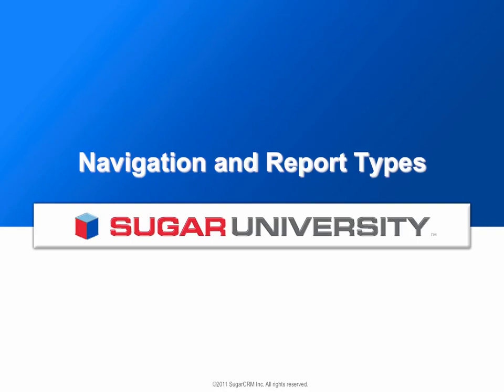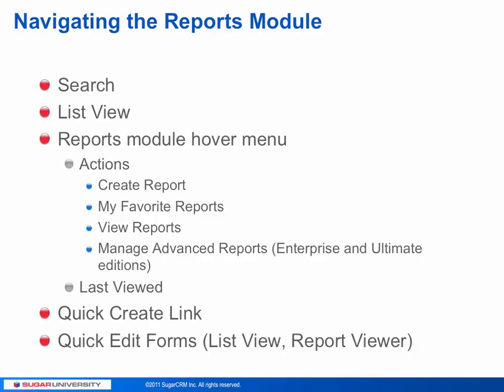Now let's look at navigating the reports module and the different report types. When you access the Reports module, you can search for reports using the basic or advanced search panels. The search results will display in the list view. In the hover menu for the Reports module, like other modules, you can access certain actions like how to create a report or your favorite reports, and also any last viewed reports. This is also where you would access advanced reports if you're using the Enterprise or Ultimate edition of Sugar.